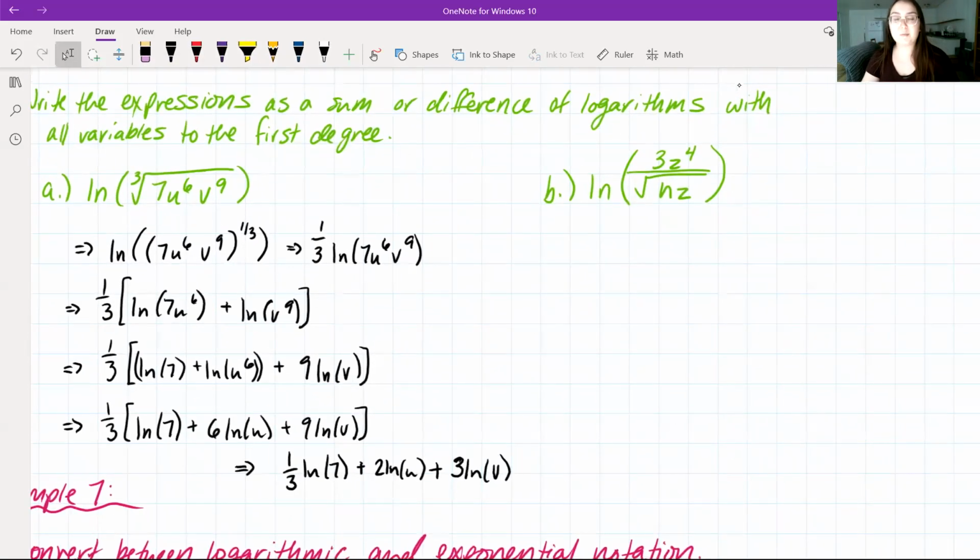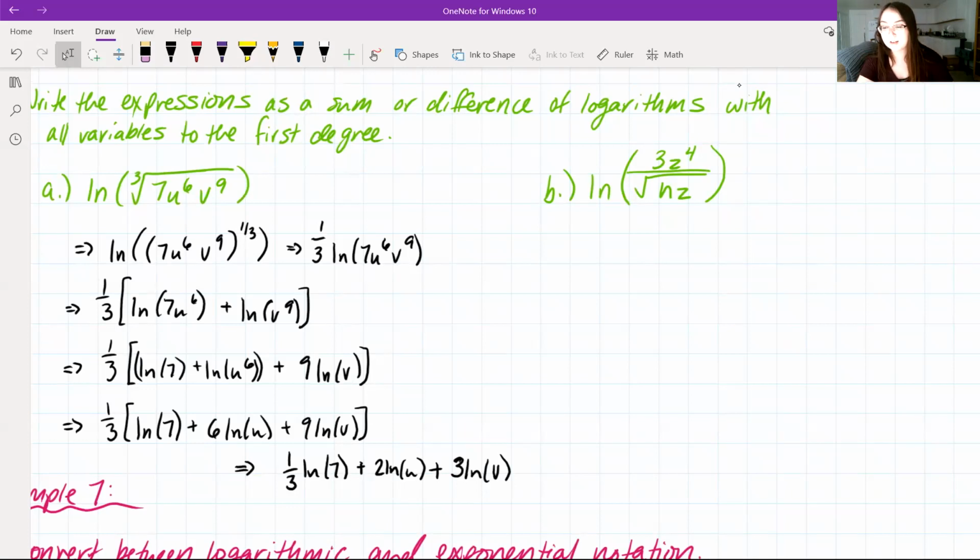All right, so we see that when we ended up simplifying, we end up simplifying to 1/3 times the natural log of 7 plus 2 times the natural log of u plus 3 times the natural log of v. There are other ways that you can do this, of course. You can do things in different orders. We could have applied the cube root from the very beginning and just not have dealt with that exponent. But either way, you should end up with the same answer, which is 1/3 times the natural log of 7 plus 2 times the natural log of u plus 3 times the natural log of v.